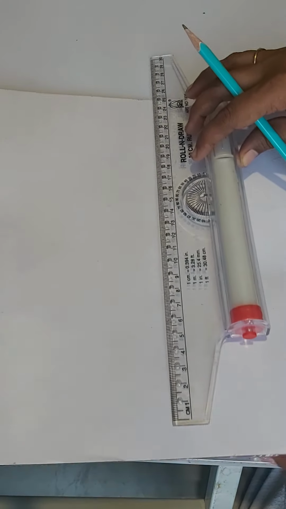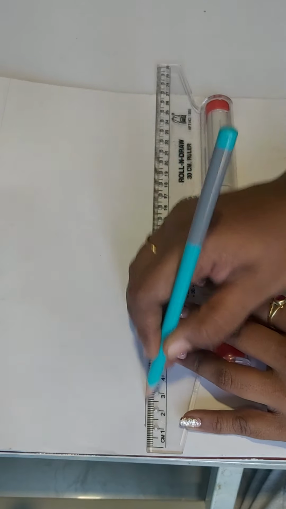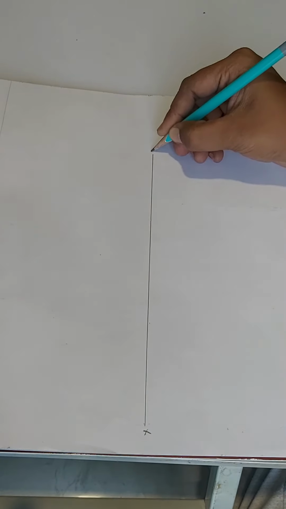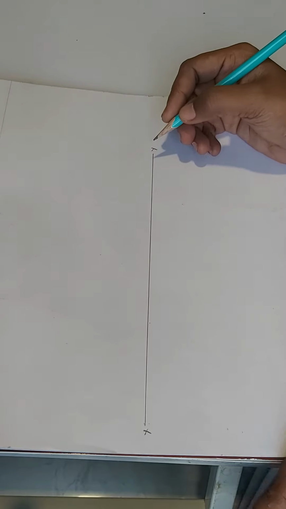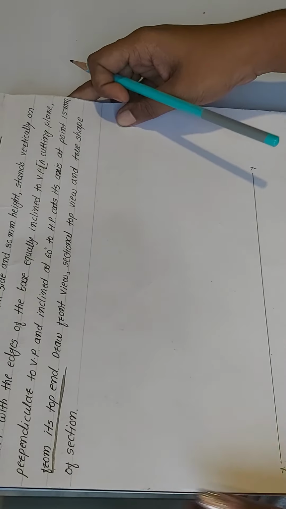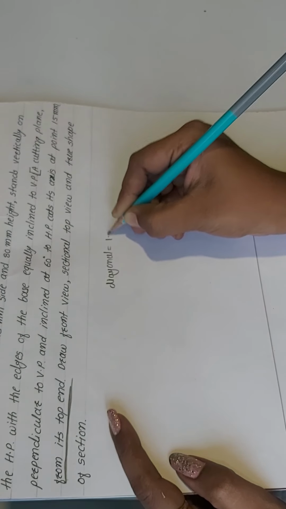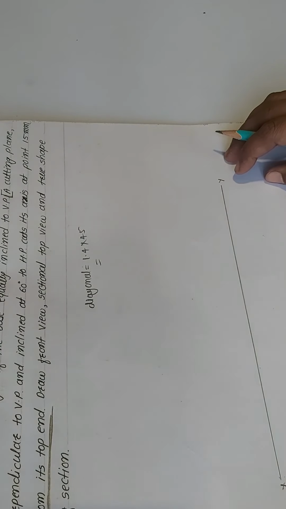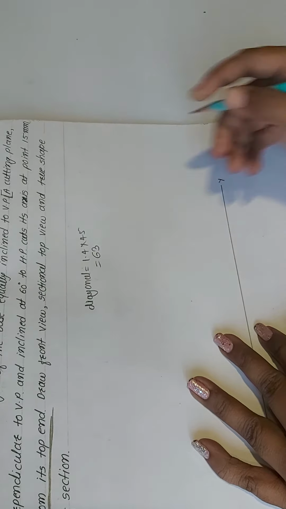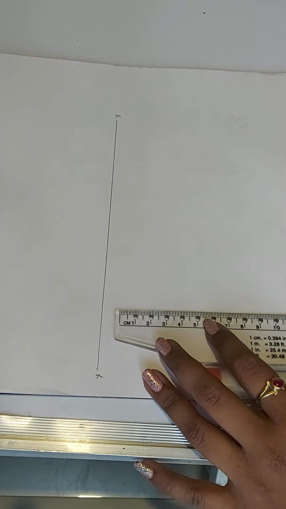So first of all, as our regular practice, draw the XY axis. Then the statement says draw a square which is equally inclined to VP, and the dimension of the square is 45 mm. When we draw an equally inclined square, you should first calculate the diagonal. So diagonal equals 1.4 multiplied by 45. So it becomes 63.